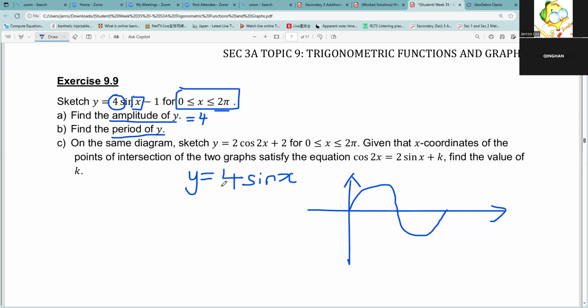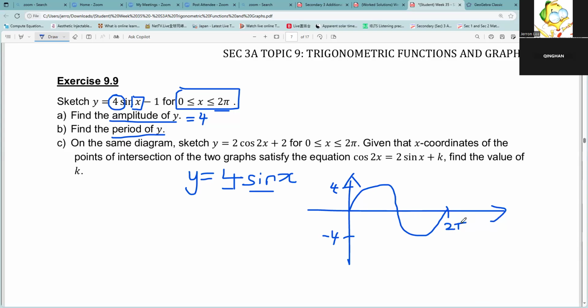All right, and I told you 4 sine x means times 4. So basically this is going to be 4. Okay, and this is going to be negative 4. Okay, because the amplitude is 4, so this is what we know. And the interval is divided by 4, so go for the interval also after you got a period. So basically this is 2 pi.